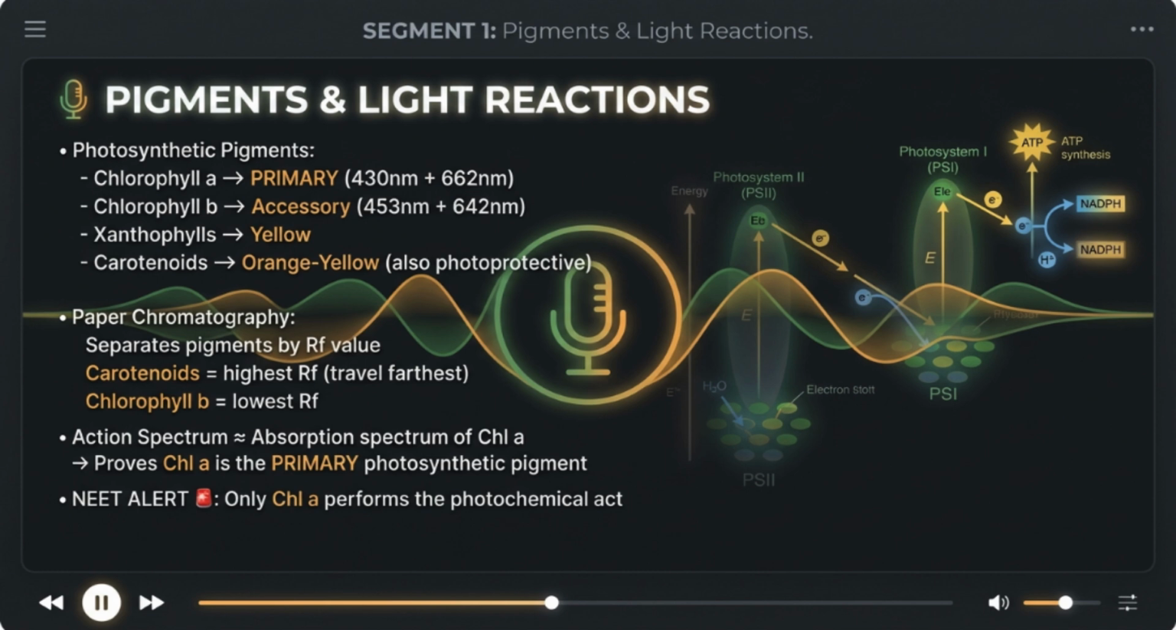The action spectrum shows the rate of photosynthesis at different wavelengths. The absorption spectrum shows which wavelengths each pigment absorbs. The fact that these two spectra nearly overlap for chlorophyll A is direct experimental proof that it is the primary photosynthetic pigment. This is a classic NEET conceptual question.